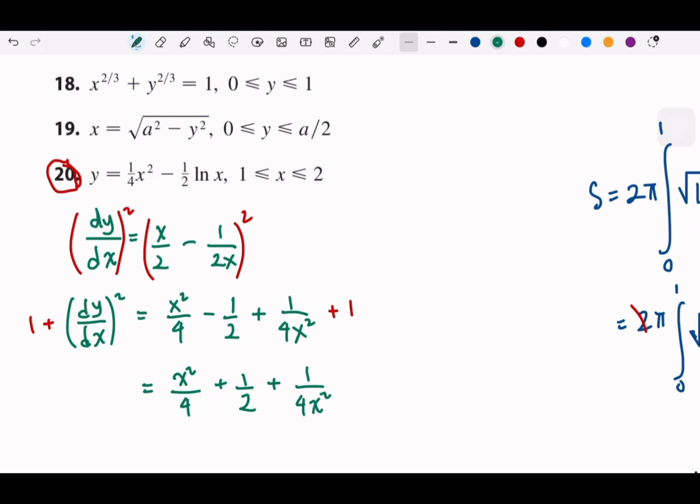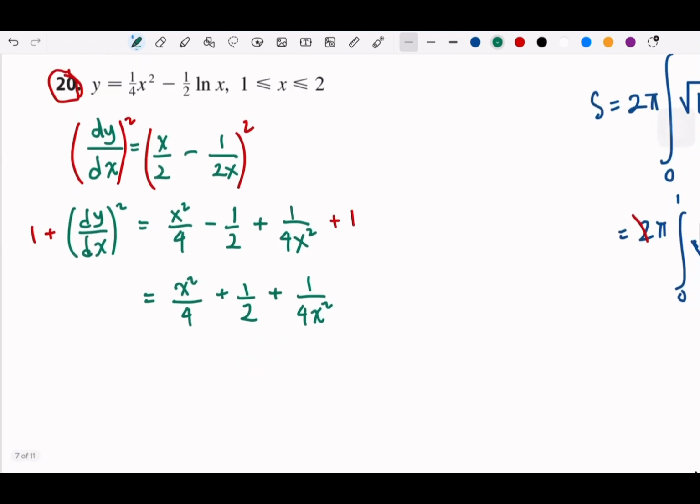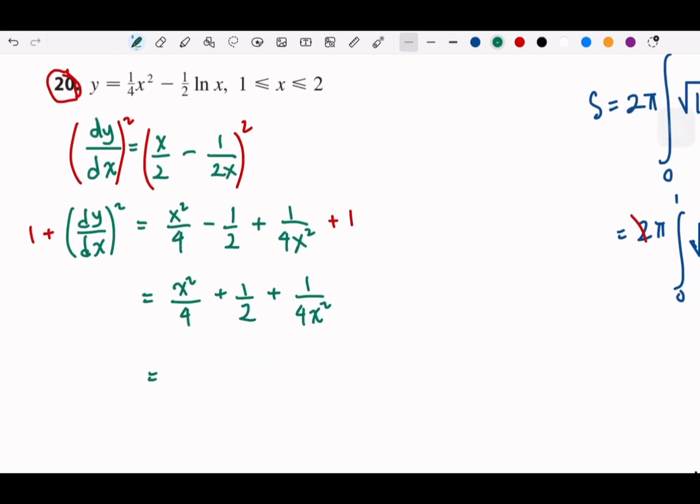Okay. And then if you follow up the structure, it is similar to what we have in the beginning, but we need just to make it plus, to make this, right? So we can make it another quadratic perfect square. Okay? So make a quadratic perfect square. So this will be x over 2 plus 1 over 2x squared. This is already in the form of 1 plus dy/dx squared.